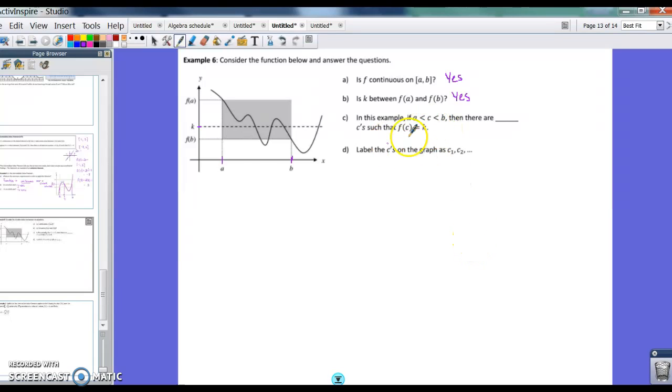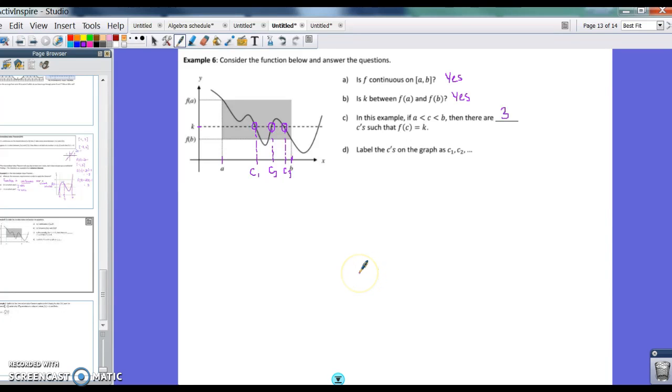So in this example, if C is between A and B, how many C's are there such that f of C is equal to K? Where is my graph crossing this dotted line? Well, it crosses here, here, and here. So we could call those C1, C2, and C3. There are 3 of them.